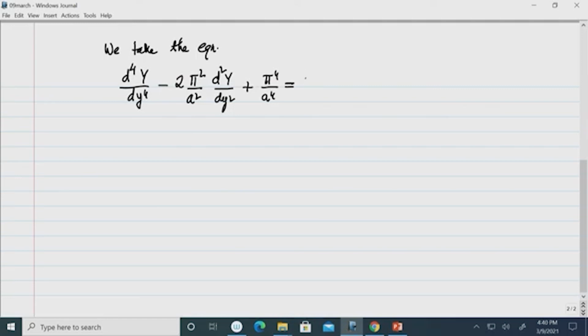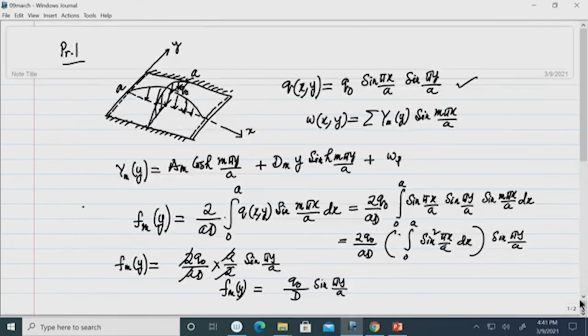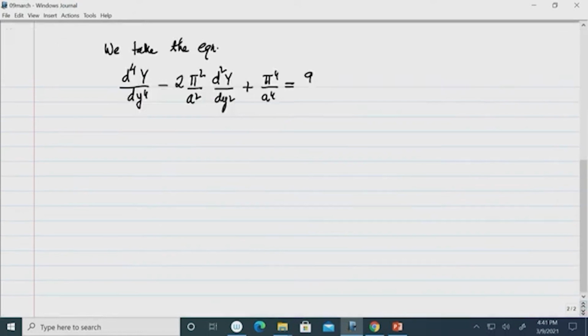Now, instead of f m y, we have this particular integral. So, that value I will substitute here. In the earlier case we got q naught by d sin pi y by a. So, the solution for y, because it is symmetrical again, is a m cos hyperbolic pi y by a.